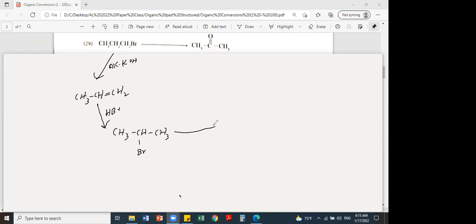Then you can put aqueous NaOH, CH3 CH OH and CH3. After that you can convert this into this by putting PCC. So here you put aqueous NaOH. Here we put aqueous NaOH. Is that clear?